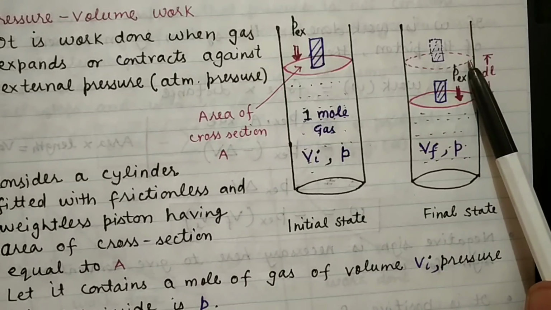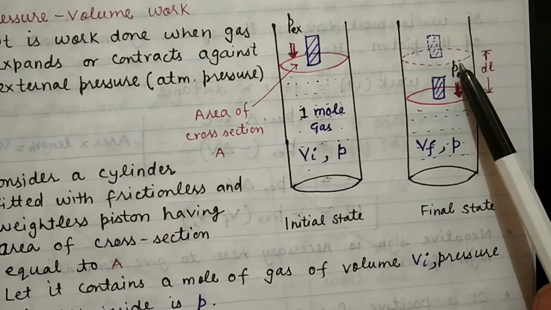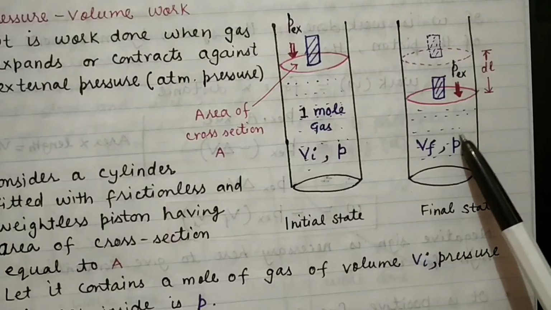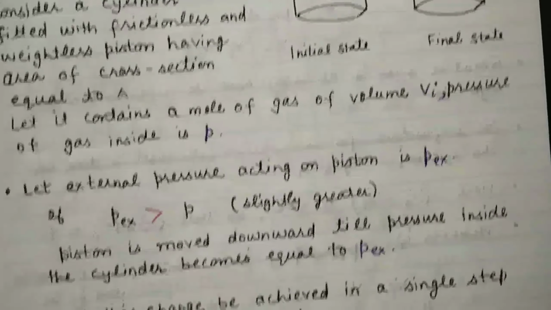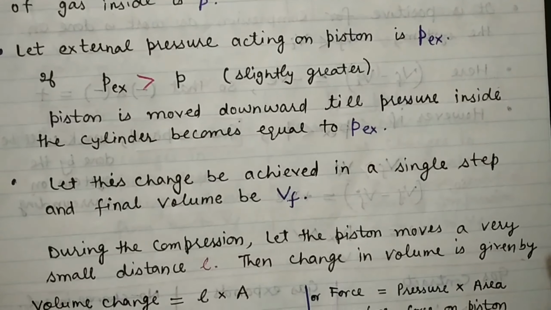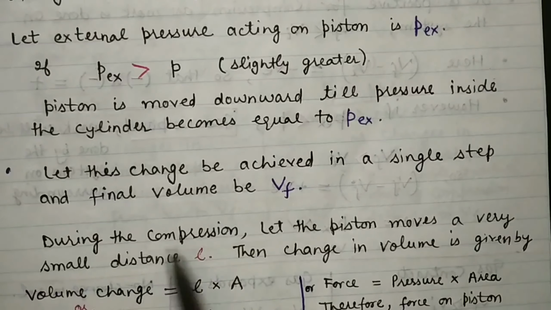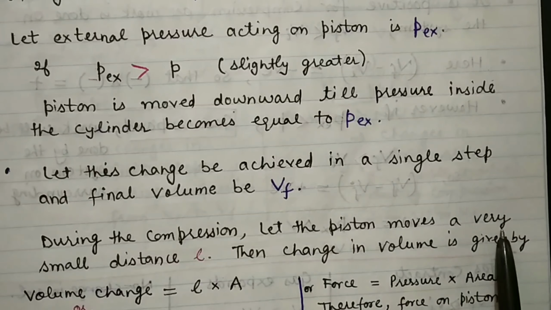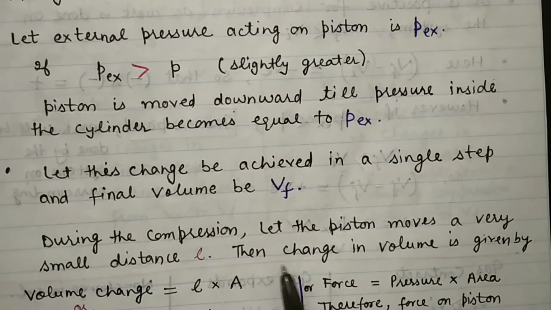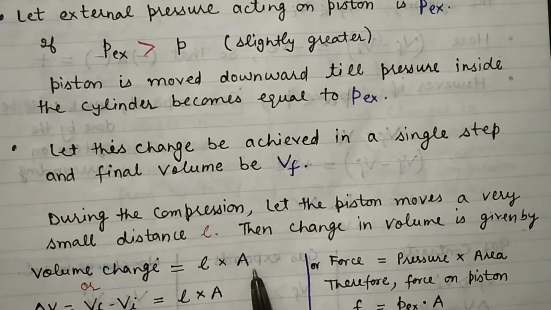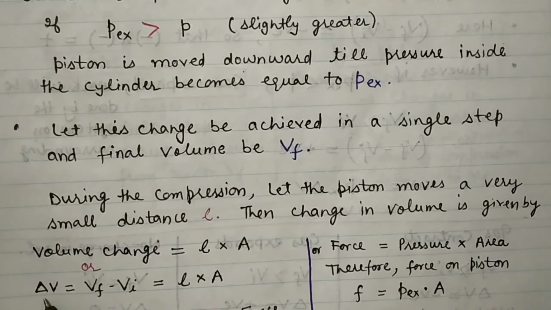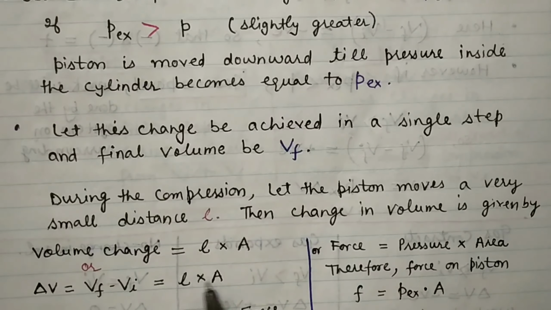From the initial state to the final state, because we have considered that external pressure is slightly greater than the internal pressure, we get the final volume VF. During compression, because P external is greater, let the piston move a very small distance L. The change in volume is given by L into A, where A is the area of cross section and L is the length. So one can find the change in volume, delta V is equal to V final minus V initial, that is equal to L into A.